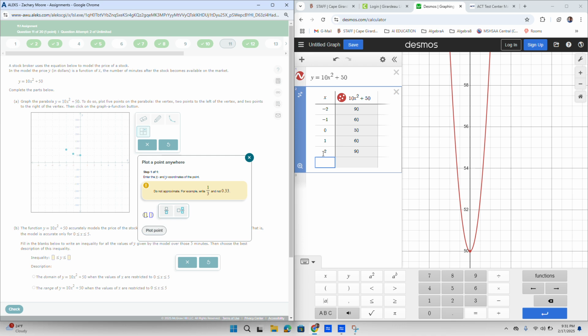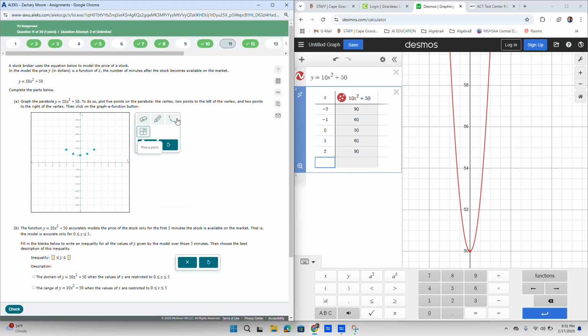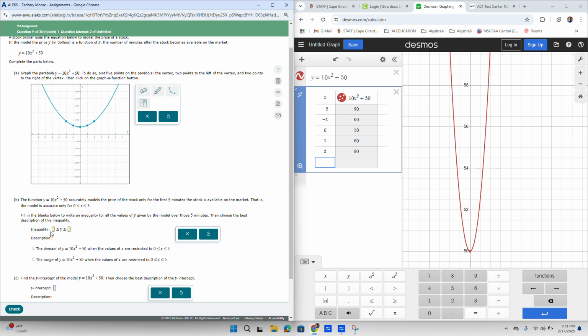Now we're going to do our x is 1 and x is 2. So (1, 60), plot point, and then (2, 90). So that's those same steps of plotting the point. But now for the inequality, it's saying fill in the blanks below to write the inequality for all the values of y given by the model over those 5 minutes.